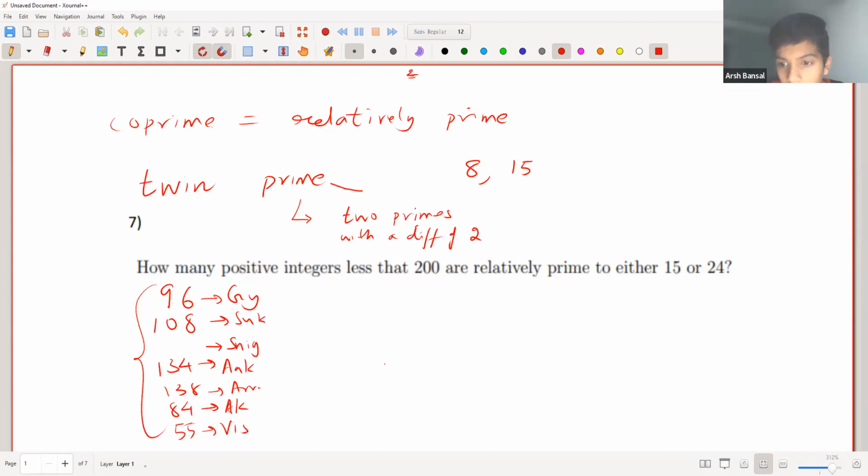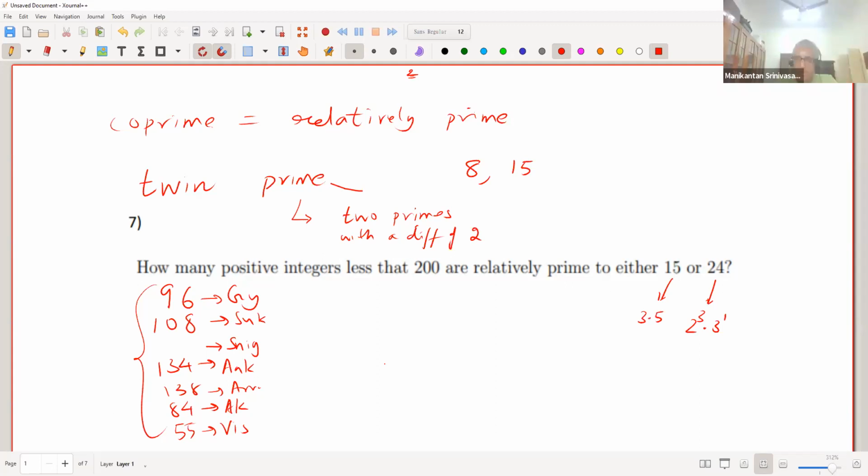Exactly, right? One of my first observations is that even if you take relatively prime to 24, forget 15, what does relatively prime to 24 mean? It means not divisible by 2 or 3. So let's start with the prime factorization of 24. It is 2 cubed into 3 to the power 1. So effectively, 2 and 3 are the prime factors of 24. For 15, it's 3 into 5.